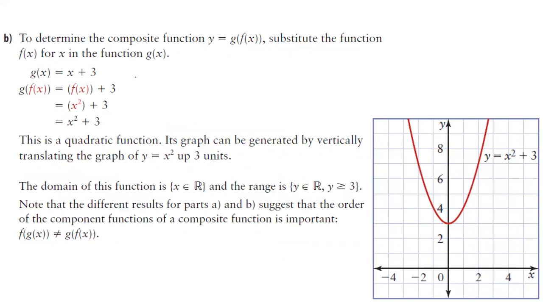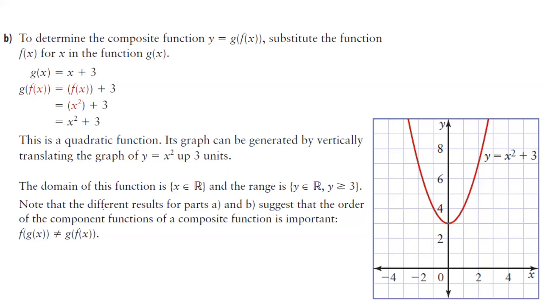Next, let's have a look at question B. Again, to determine the composite function y equals g of f of x, we can substitute the function f(x) for x in the function g(x). So g of f of x equals f(x) plus 3, which is x squared plus 3. And again, this is a quadratic function, and its graph can be generated by vertically translating the graph of y equals x squared up by 3 units, as shown on the right. And of course, the domain of this function is x belongs to the real number set, and the range is y belongs to the real number set, and y is greater than or equal to 3.